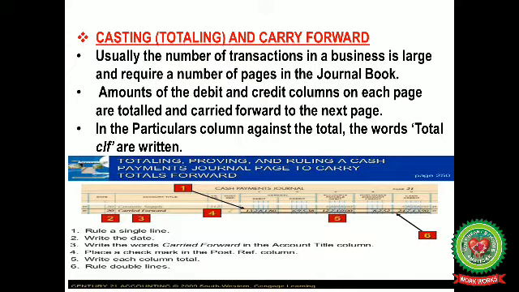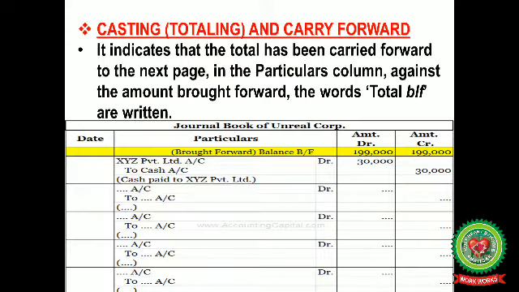Then comes the next page. So before starting a new transaction on the next page, we will first bring forward the totals done on the last page, and we will write their totals as brought down. So in this way, whenever a page in a journal register ends, we have to take our totals carried forward and totals brought down, and this concept is known as casting, totaling, and carry forwarding. Now it indicates that the total has been carried forward to the next page.